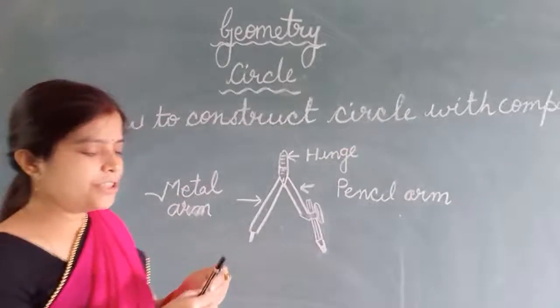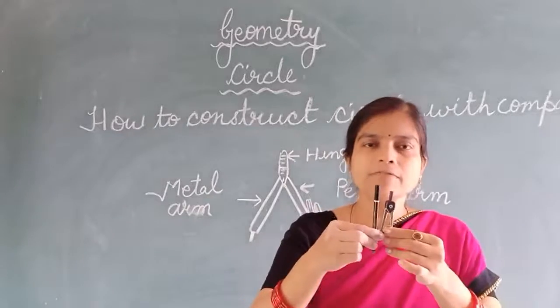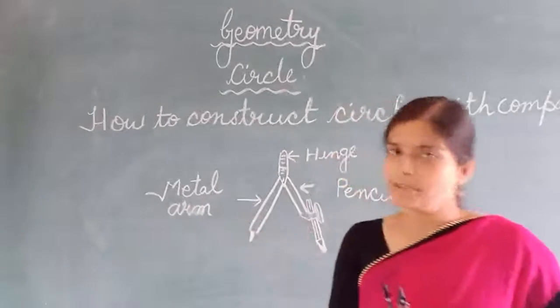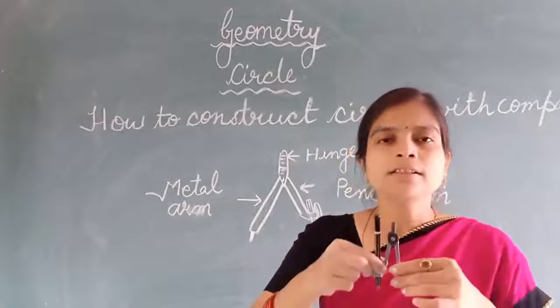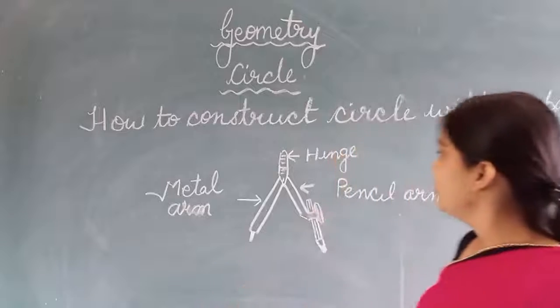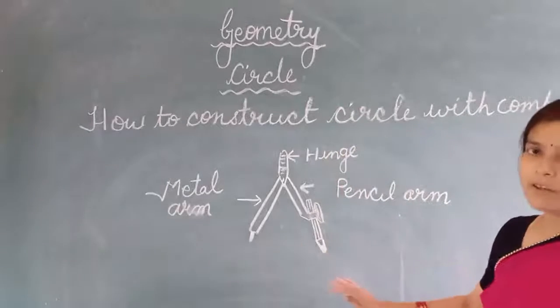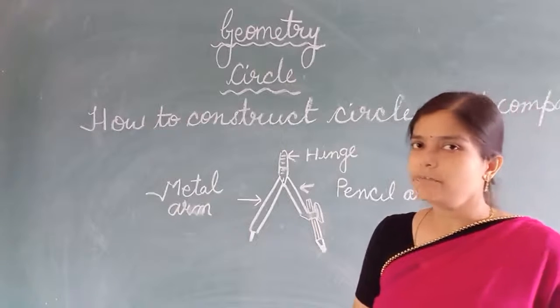With the help of this hinge, we can increase and decrease the length between the two arms, okay? How much length is required, we can adjust it with the help of this hinge, okay? So this is what is known as a compass. Now I will tell you how to draw the circle with the help of a compass.